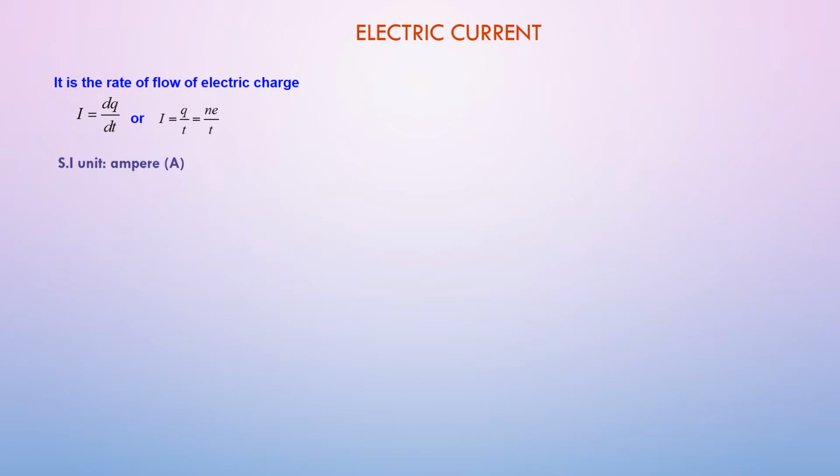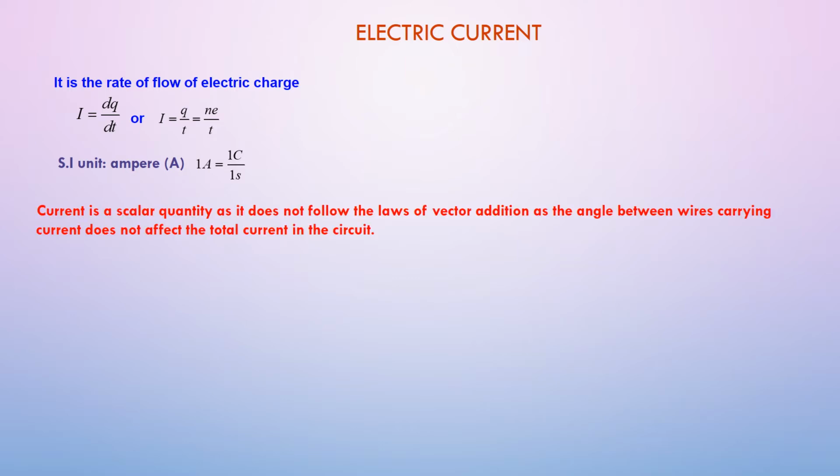The SI unit of current is ampere, and 1 ampere is equal to 1 coulomb per 1 second, or 1 coulomb upon 1 second. Current is a scalar quantity as it does not follow the laws of vector addition. That means that the angle between the wires carrying current will not affect the total current.